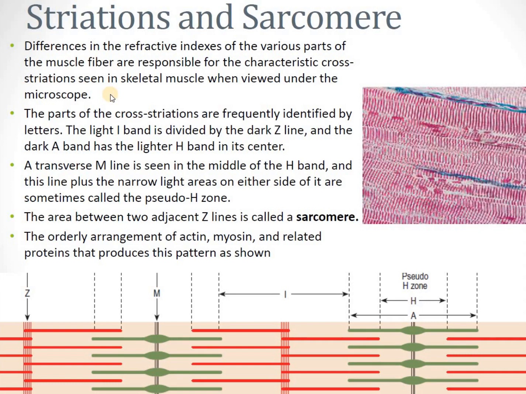The light I band is divided by a dark Z line, okay, and the dark A band has a lighter H band in its center.